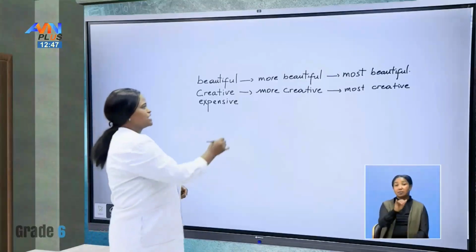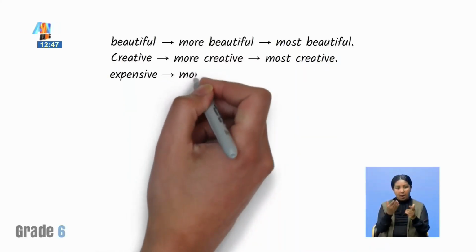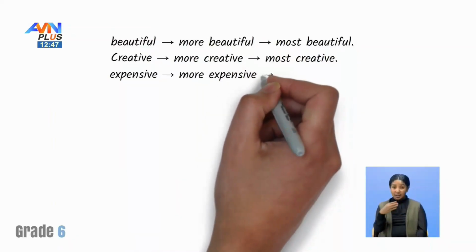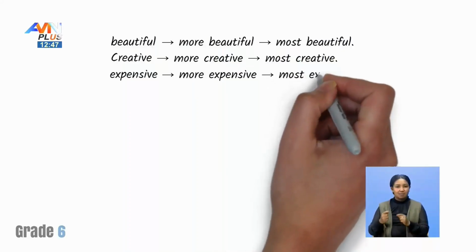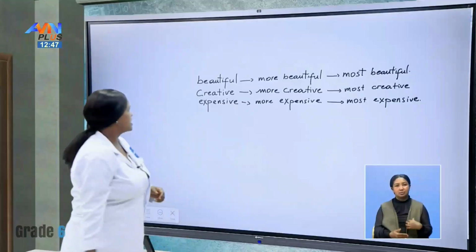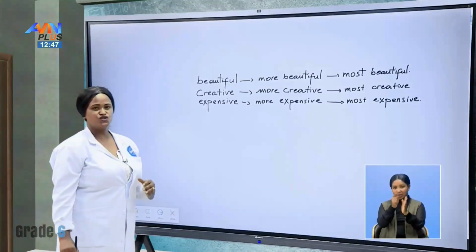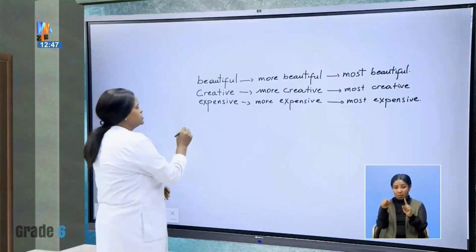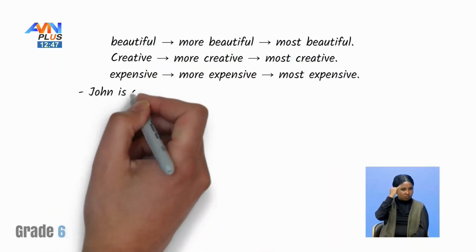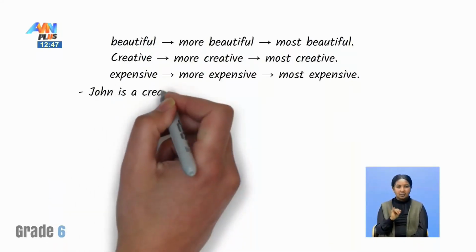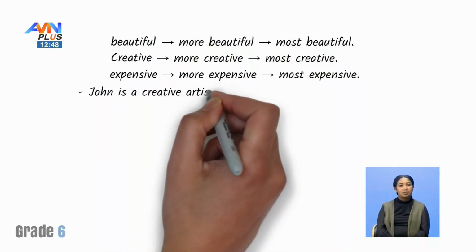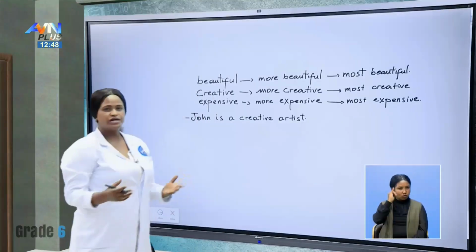The same is true with expensive, right? More expensive. More expensive and most expensive. Good. Now let us make some examples. For example, let us use the word creative. In a positive form, you can say what? You can say John is a creative artist. Yeah? John is a creative artist.